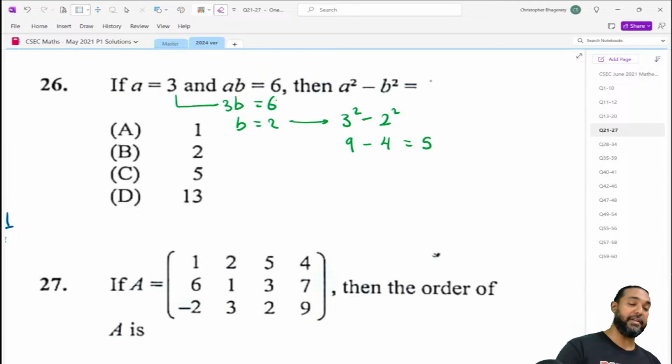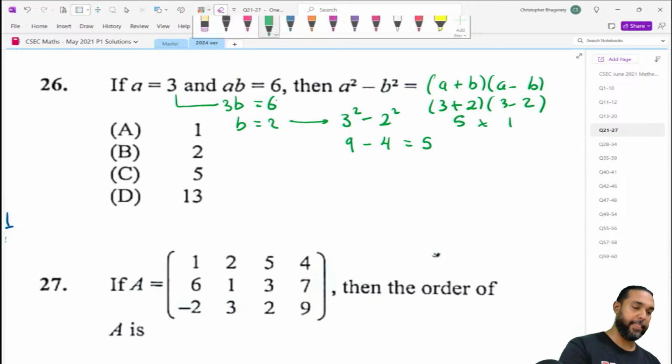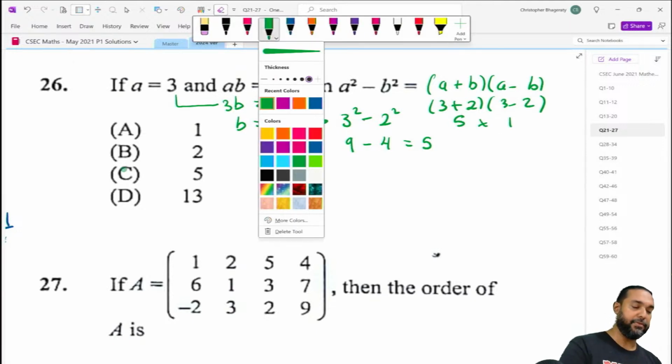If you wanted to be real fancy and unnecessary, you could use the difference of two squares: A plus B, A minus B. That's 5 multiplied by 1, which is 5. But that's completely unnecessary there, so don't worry about it. So 5 is the answer here.